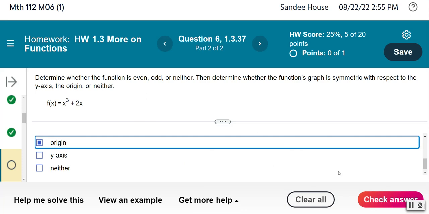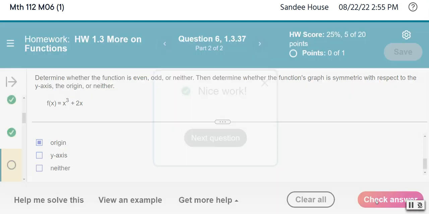Odd, origin, opposite. Remember that for the O's. It's an odd function. It's going to have symmetry about the origin, and all the signs have to be opposites.